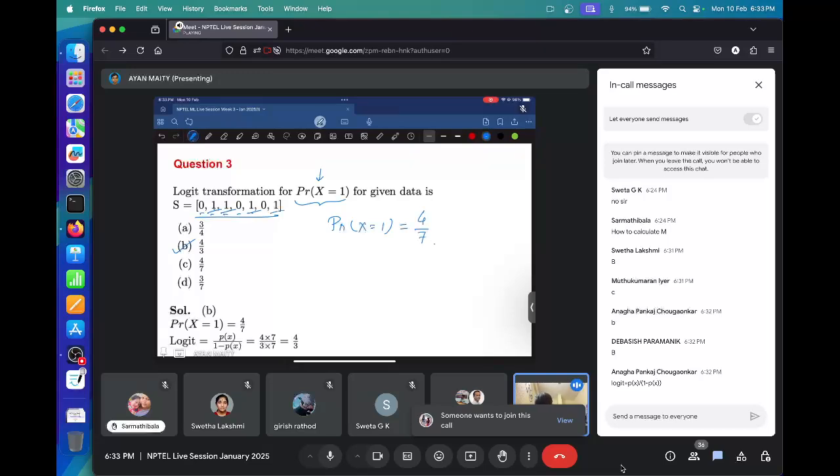And the logit for this probability is computed simply as the probability of x equals 1 divided by 1 minus the probability of x equals 1. So this is 4 by 7 divided by 3 by 7, which is 4 by 3. This is how you can calculate this logit transformation for this probability value.